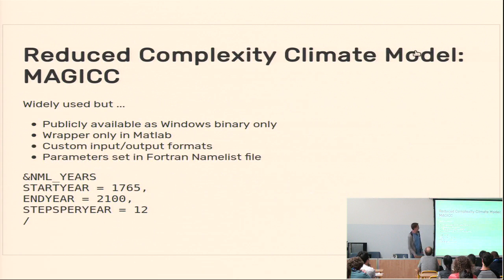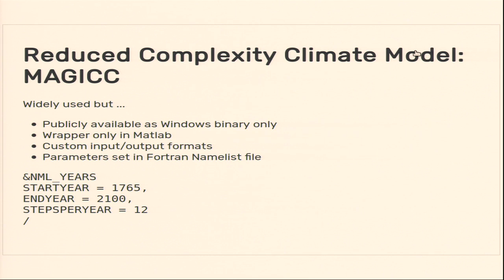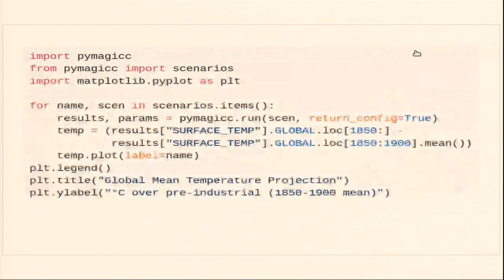The most widely used model is called MAGIC. It's a reduced complexity model, but unfortunately it's only publicly available as a Windows binary, and there was only a wrapper in MATLAB. It's using custom text-based input and output formats, and the parameters need to be set as Fortran namelists. This is of course not very nice, so I wrote a Python wrapper, PyMagic.